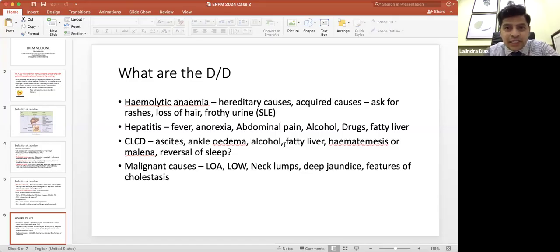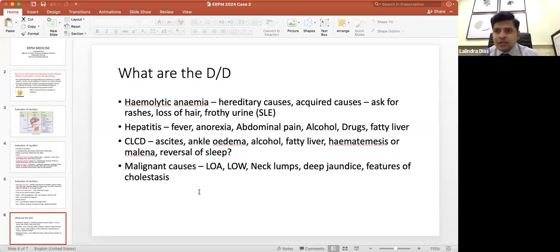Then, guys, for chronic liver cell disease or cirrhosis, you need to ask whether there is ascites. So the things which are favored in this particular diagnosis, cirrhosis will be favored with abdominal swelling, but in hepatitis you don't get ascites. So hepatitis per se, you don't get abdominal swelling. Okay, but cirrhosis will lead to development of ascites and abdominal swelling. Ankle edema, that's also mainly favoring cirrhosis. Alcohol habits, fatty liver, hematemesis or melena, reversal of sleep pattern, that is for chronic liver cell disease complications, that is hematemesis and melena, and also hepatic encephalopathy.